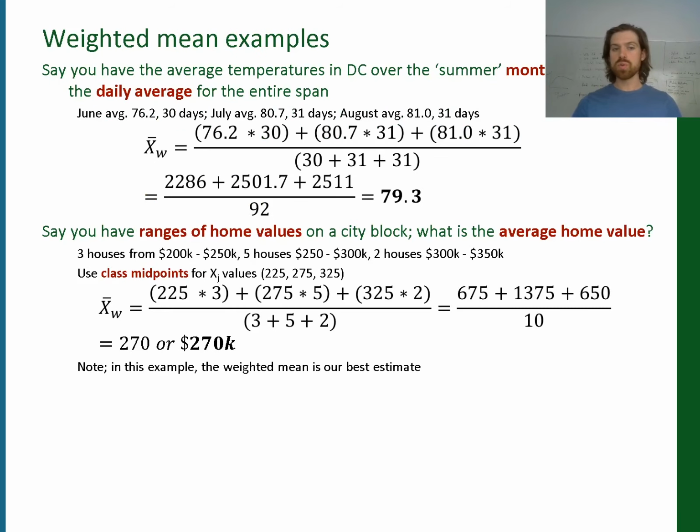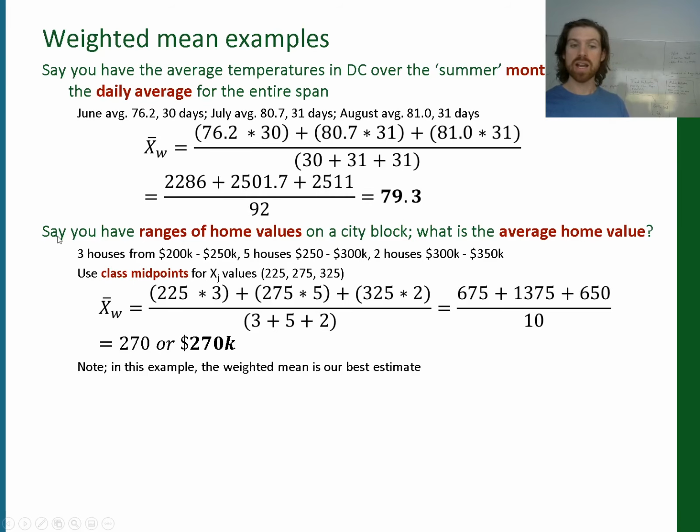And this just gives you an example of how we actually calculate that in reality. So say that we have the average temperature for DC over the summer months, but we want to calculate the daily average for the entire span. Then we would need to use the weighted mean as we've done here, and this is how you would work it out by hand or in an Excel spreadsheet. And then you can come up with an estimate that is fairly sensible.